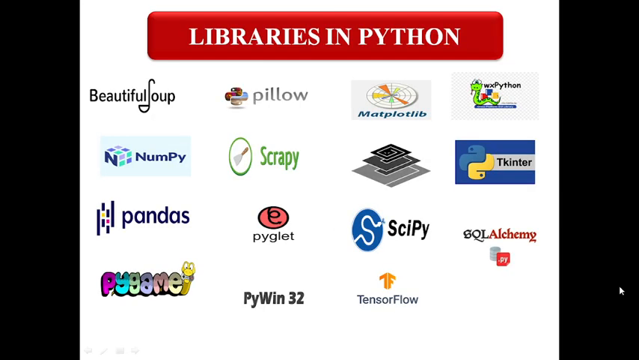And we are using many libraries in Python. As you could see here, we have so many libraries. Each and every library has a particular usage and features. Beautiful Soup, Pillow, Matplotlib, wxPython, NumPy, Scrapy, Twisted, Tkinter, Pandas, Pyglet, SciPy, SQLAlchemy, Pygame, PyWin32, TensorFlow. These are some of them, and with the help of them we can do the works based on the data sets.